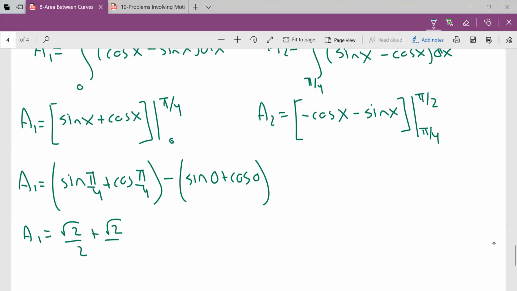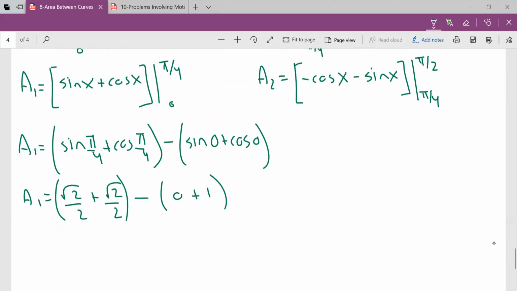So area 1, sine at pi quarter is root 2 over 2. Cos at pi quarter is root 2 over 2. Sine at 0 is 0. Cos at 0 is 1. So area 1 then is root 2 over 2 plus root 2 over 2, which is just root 2. So root 2 plus 1. Okay, so there's my first area right there.